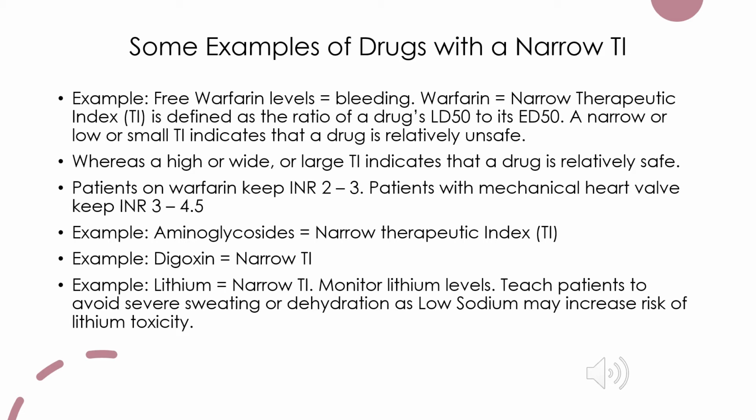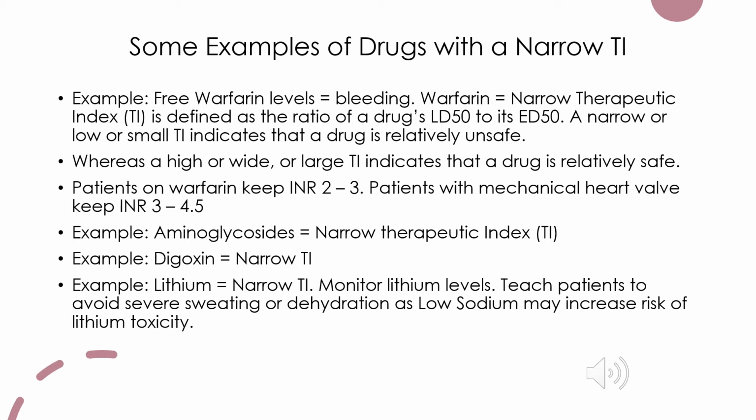Conversely, a small or low or narrow therapeutic index indicates that a drug is relatively unsafe. The therapeutic range is quantified or measured by the therapeutic index. There is a range of plasma drug levels falling between the minimum effective concentration and the toxic concentration, which is termed the therapeutic range.